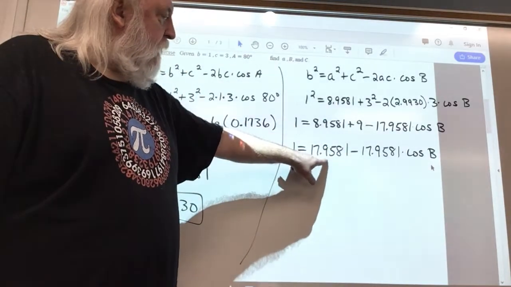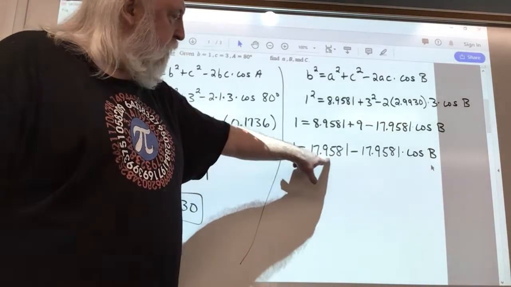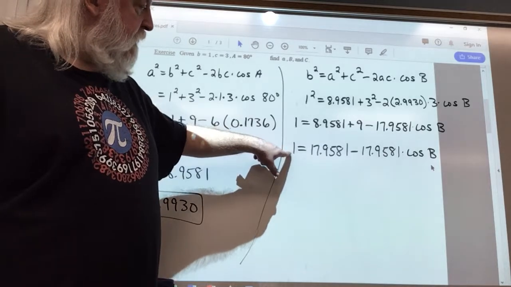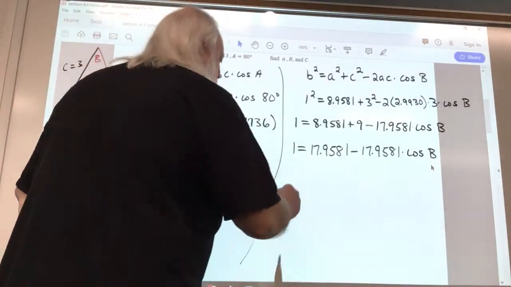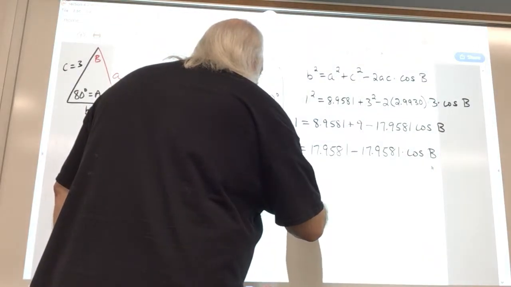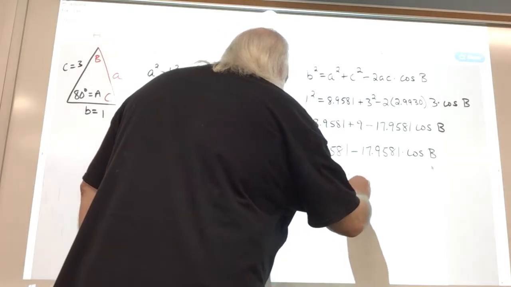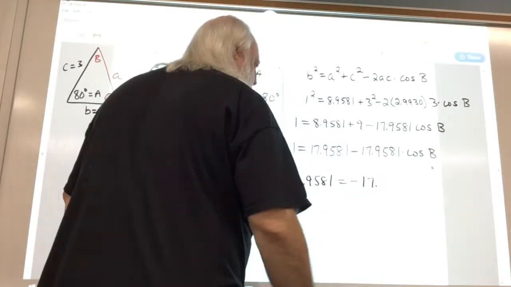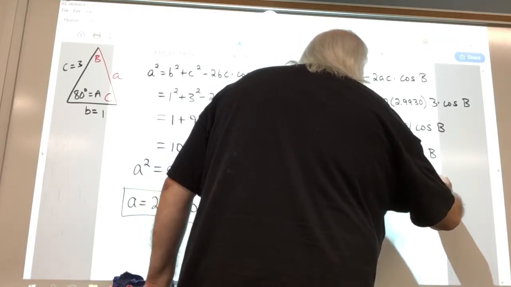Well, we can subtract 17.9581 from both sides. This number here, we can subtract from both sides. And on the left, we'll have 1 minus 17.9581, which is equal to minus 16.9581. And then that's equal to minus 17.9581 times the cosine of angle B.